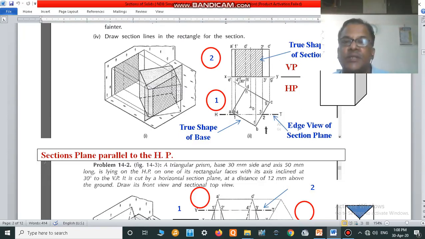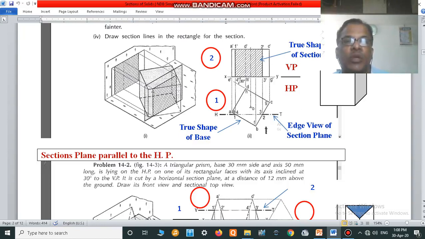From this axis, this section is given as 9 mm. From this point you take 9 mm here, and through this point you draw this edge view. Now remember, this particular cutting plane, which you can see here, is cutting at 4 points: 1, 2, 3 and 4.